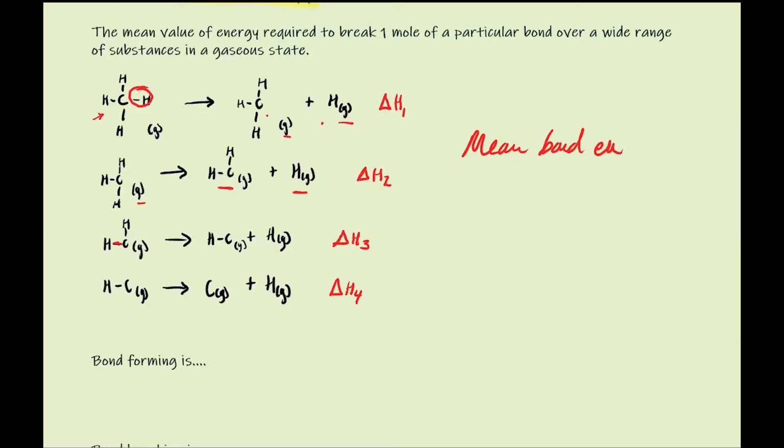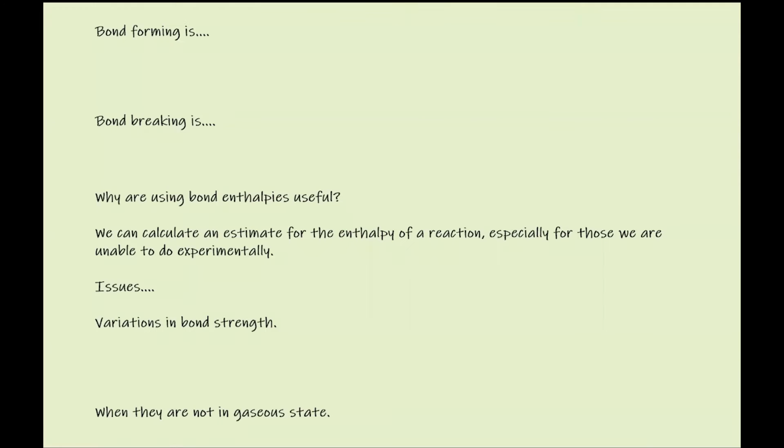And it's not an average of all the bond enthalpies of carbon-hydrogen in the world. It is of an assortment of molecules. So let's have a look at how we're going to actually use these mean bond enthalpies. Now, in order to do that, we really need to look at what we mean in terms of enthalpy, the direction of energy change when we break or form a bond.